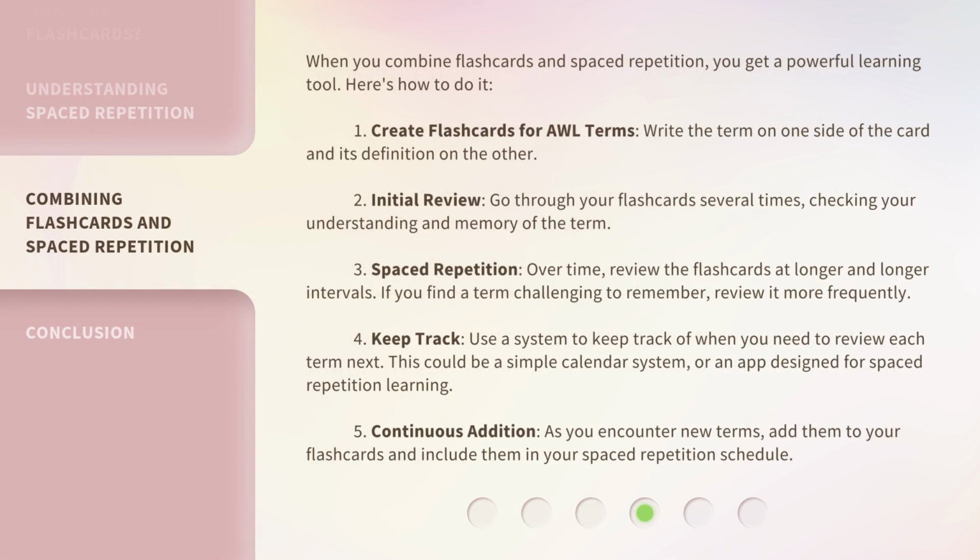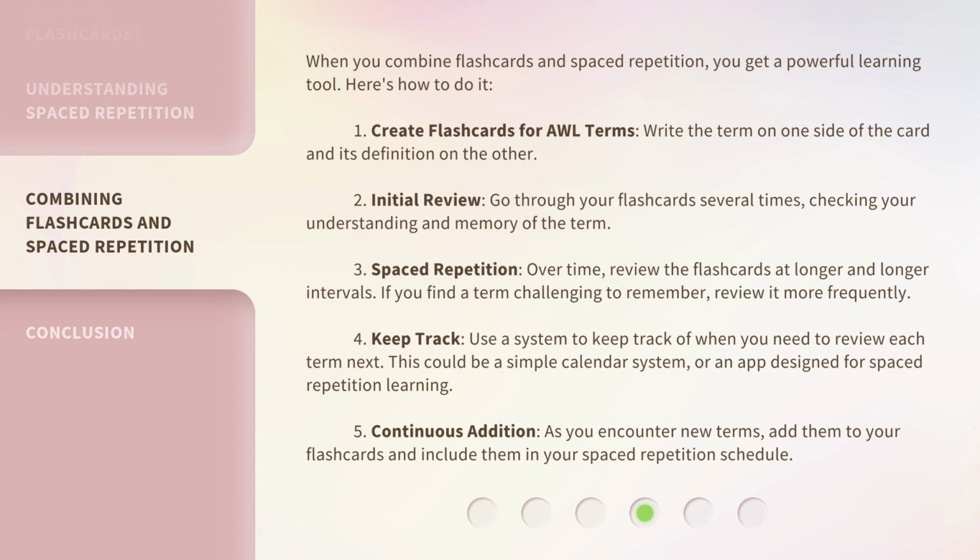When you combine flashcards and spaced repetition, you get a powerful learning tool. Here's how to do it. 1. Create flashcards for all terms. Write the term on one side of the card and its definition on the other. 2. Initial review. Go through your flashcards several times, checking your understanding and memory of the term.